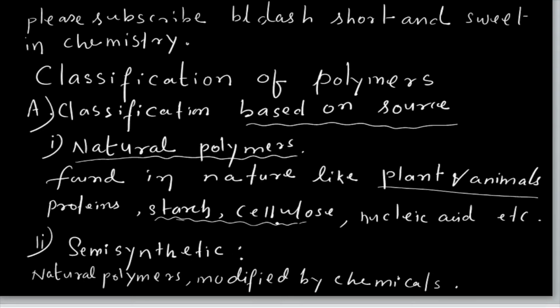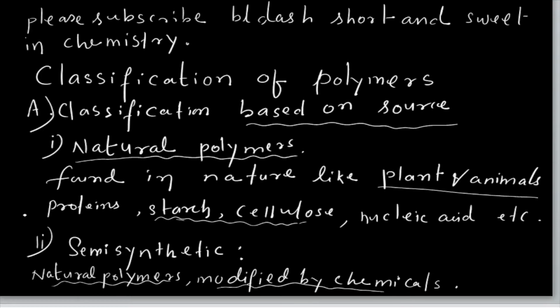That is why men have tried to get man-made polymers or semi-synthetic polymers. Semi-synthetic polymers mean what? Semi means half, synthetic means man-made. That means you will get it from a natural polymer and different chemicals. You take the natural polymer and modify it with such chemicals so that you will get more polymers.